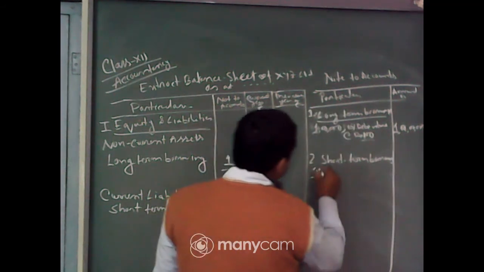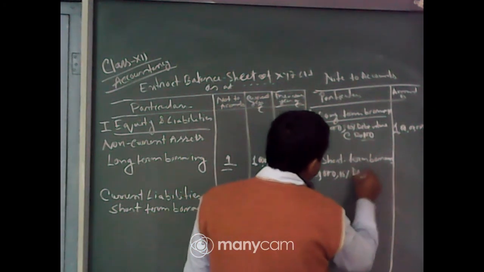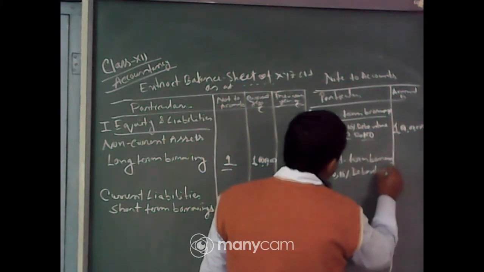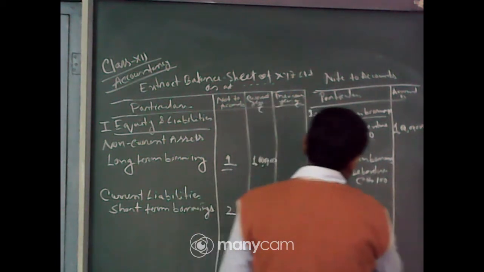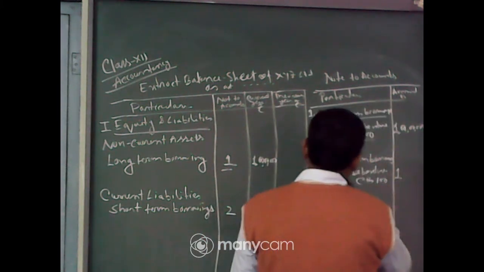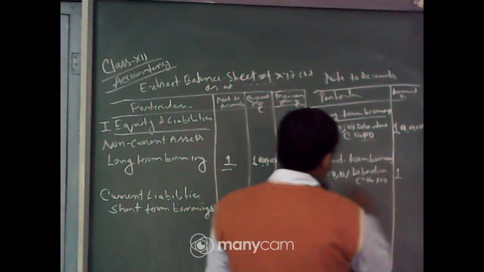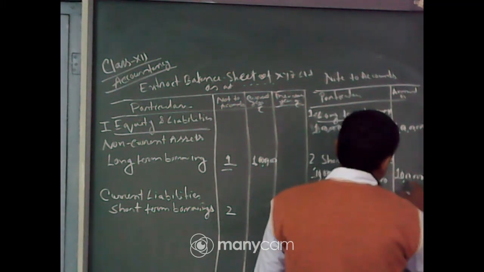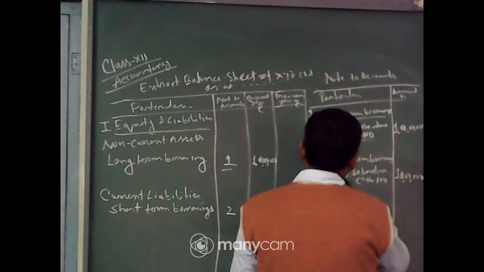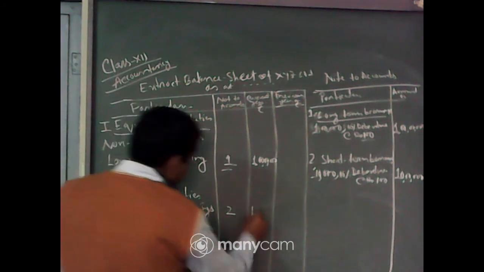Here you are issuing 10,000 10% debentures at the rate of rupees 100. So, that will be 10 lakh. So, here also you just write 10 lakh.